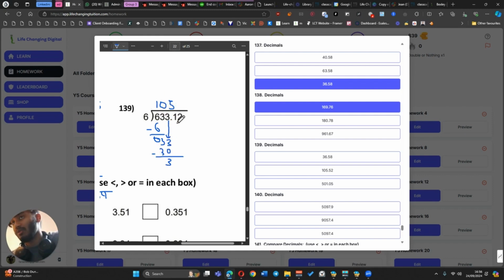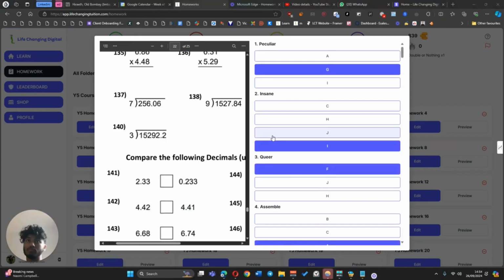Because we haven't brought anything else down just yet, we can straight away bring the 1 down. But you can see it's behind the decimal point, so we have to put that up there. And then we've got 6 into 31, which is 5. 1, and then we bring the 2 down. 6 into 12 is 2. There we go, there's our answer, 105.52.